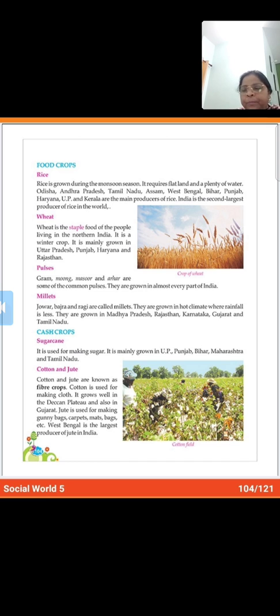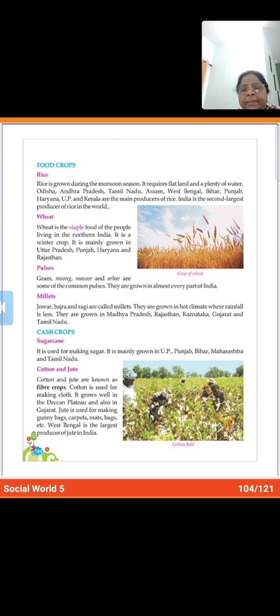Please see in your book where I am reading. Gram, moong, masoor and arhar are some of the common pulses. They are grown in almost every part of India.